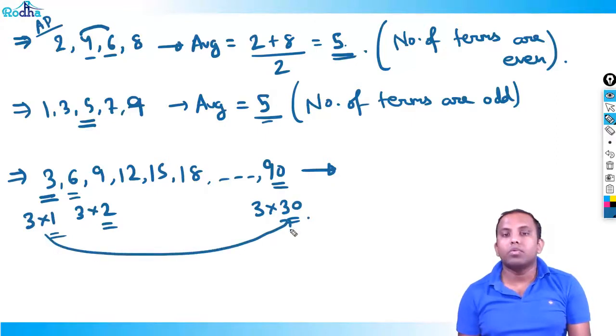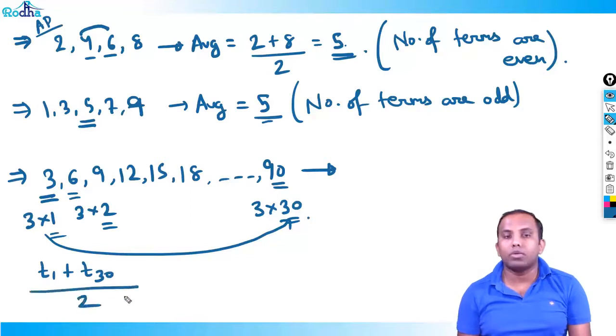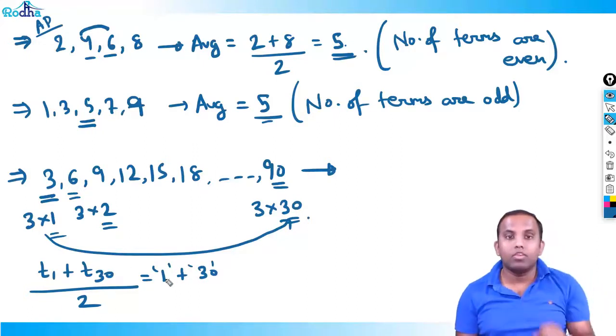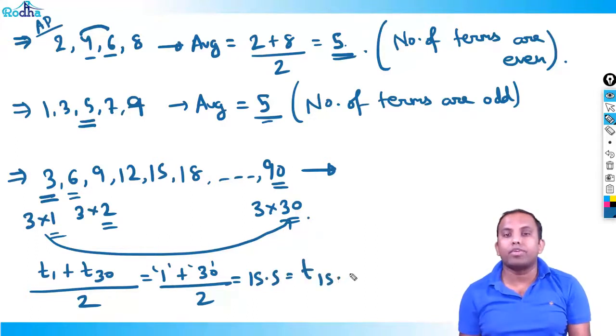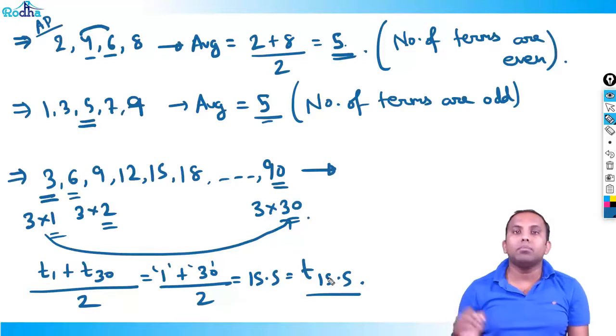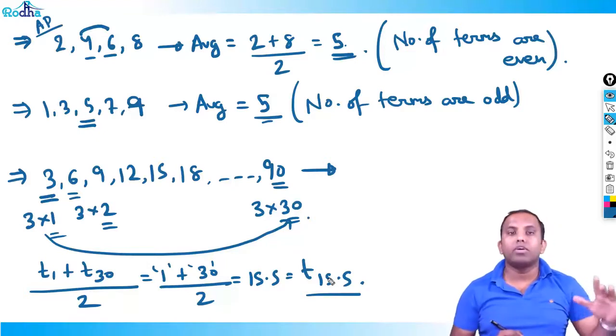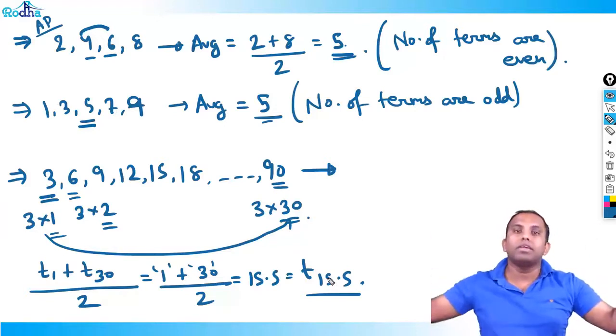So what is the middle term? You can sense it. First term is 1 and last term is 30, so first term plus last term by 2. Treat this as 1 and this as 30, not actually 1 and 30, but for finding the number of terms. So 1 plus 30 by 2 is 15.5. That means T15.5. Because it is an AP, you can do it in your mind. First term is T1, last term is T30. What is the average? 1 plus 30 by 2, 15.5.